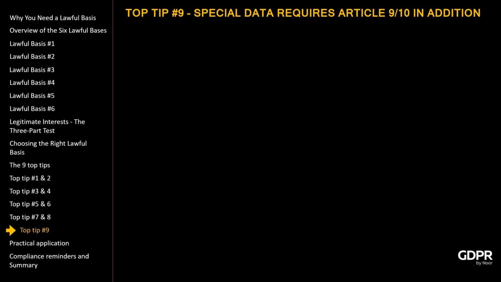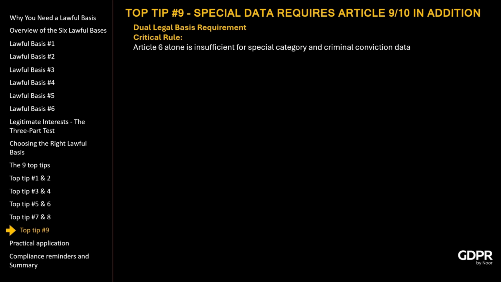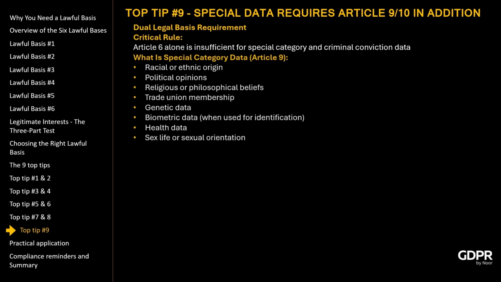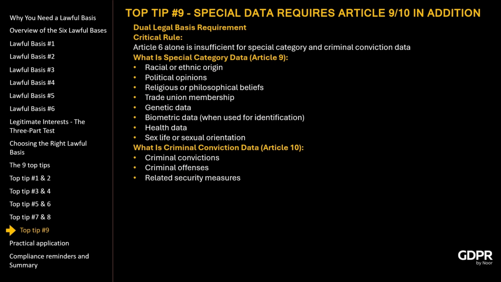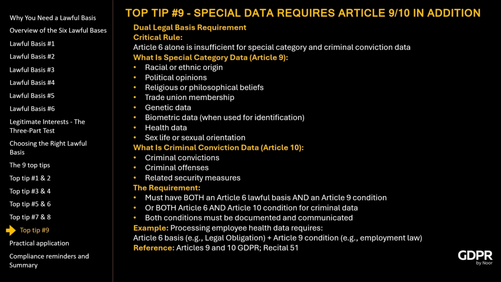Tip 9. Special category and criminal data requires a dual basis. Article 6 alone is not enough when you are processing special category data or criminal conviction data. For special category data under Article 9, things like health information, biometric identifiers, political opinion, or sexual orientation, you need two legal bases: an Article 6 lawful basis and an Article 9 condition. The same applies to criminal conviction data under Article 10. You need to have an Article 6 basis and an Article 10 condition.